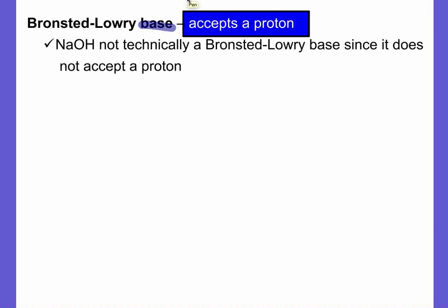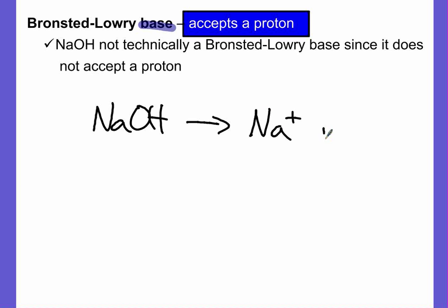Sodium hydroxide is not a Bronsted-Lowry base, but why not? When you put this thing in water, all it does is ionize. And it does lead to that hydroxide ion in solution, which is the whole reason why it would have been considered an Arrhenius base. But did anything in that process accept a proton?